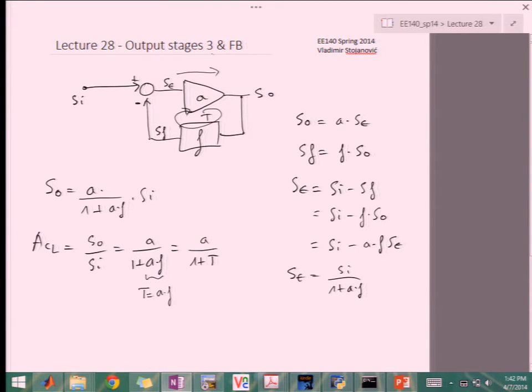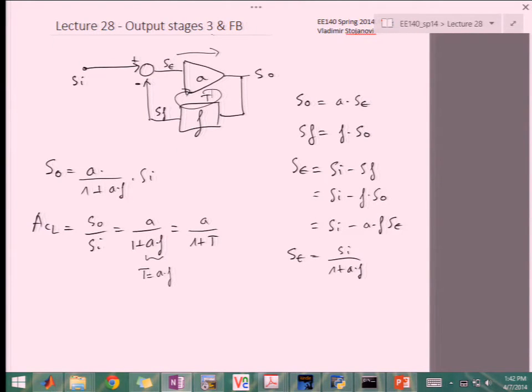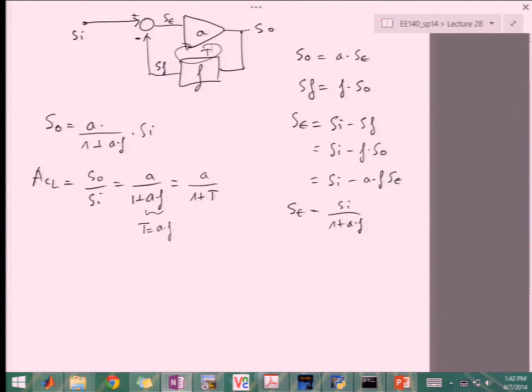That's A times F. Sometimes you don't explicitly have the value F, but you have the value T, which is just the overall loop gain. Sometimes you just have the value F, and your A is really not that certain. In fact, most of the times, we don't really care what A is per se. Simply because for large enough A, if you look at this equation here, this will become 1 over F. Or to write it explicitly, it will be 1 over F times T over 1 plus T, right?